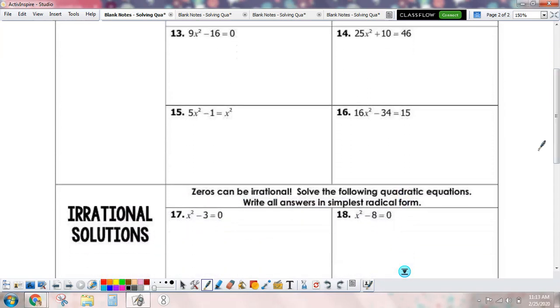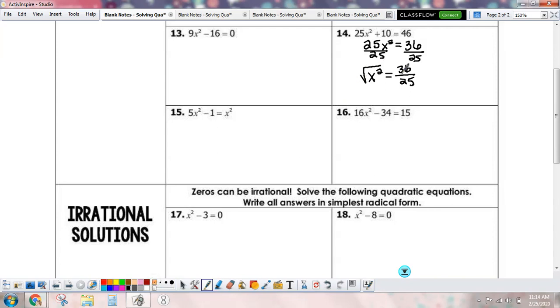Let's look at 14. So 14, it's going to be a little different. We're going to go ahead and solve this, and first subtract our 10. So I'm going to have 25 x squared equals 36. And then I'm going to divide both sides by 25. Okay, so I have x squared equals 36 over 25. Now I'm going to do the square root of this.